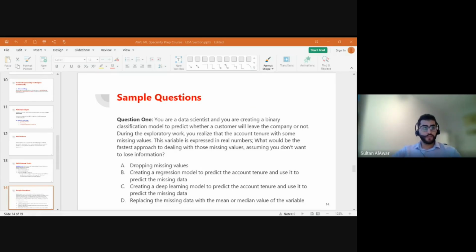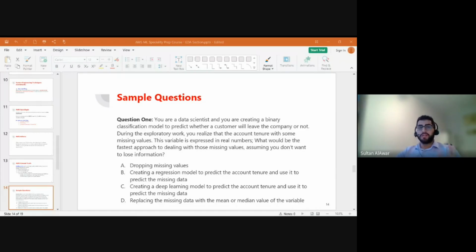So if you look at question number 1, they are telling us you are a data scientist and you are creating a binary classification model to predict whether a customer will leave the company or not. So this is a churn problem. And during the exploratory work, you realize that the account tenure has some missing values. So the account tenure is a numeric variable and it has some missing values. This variable is expressed in real numbers. What would be the fastest approach to dealing with missing values, assuming you don't want to lose information?